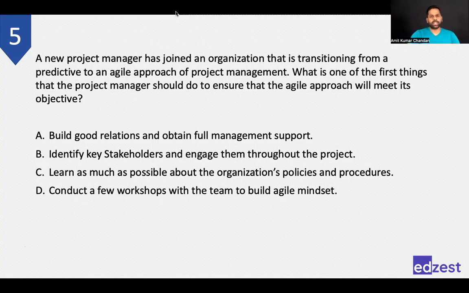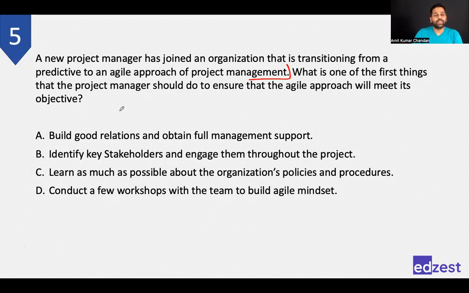A new project manager has joined an organization that is transitioning from a predictive to an agile approach of project management. Another question. You see a lot of questions where an organization is shifting from traditional to agile. The reason is that the world is working like that these days. Around the world, a lot of organizations want to move to agile because of the benefit that they have seen for the work that they do. Not for clear scope, not for defined work, but for uncertain environment, uncertain work. A lot of organizations are moving towards agile.